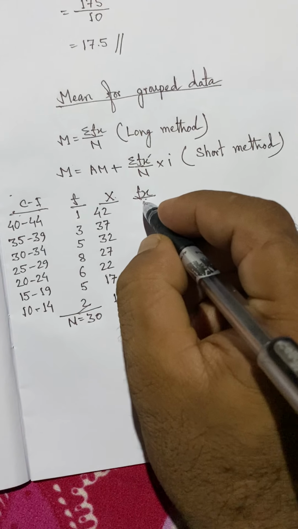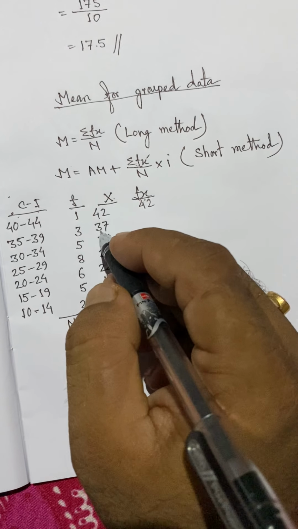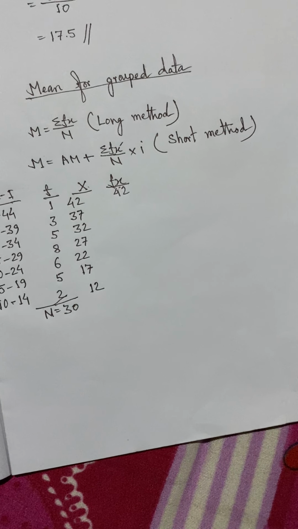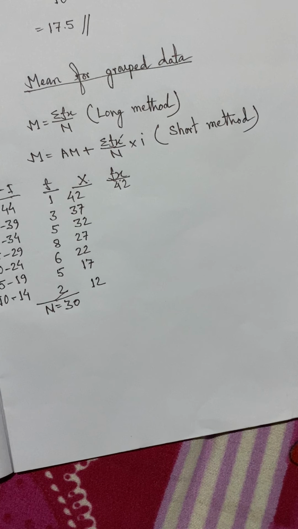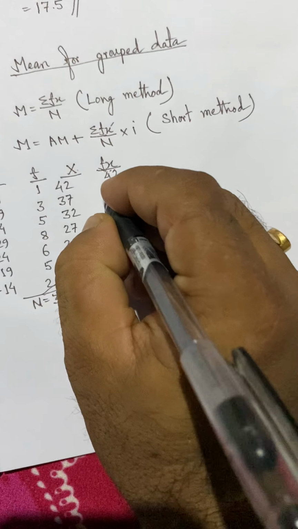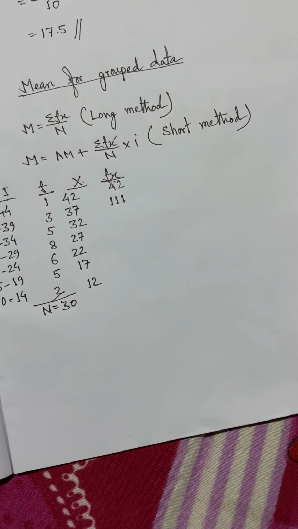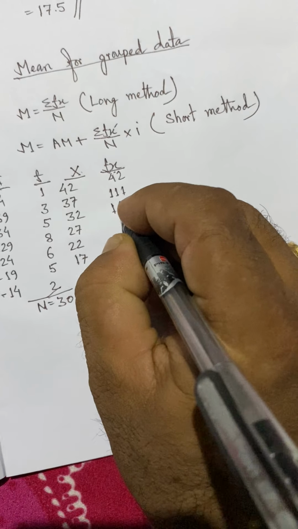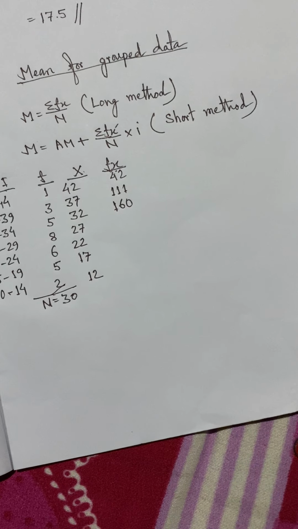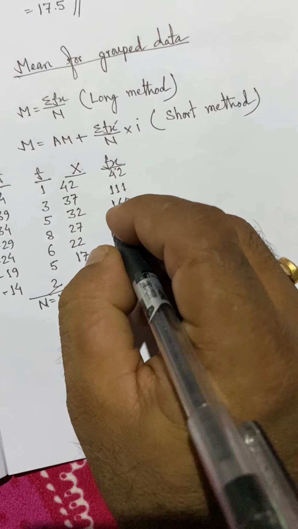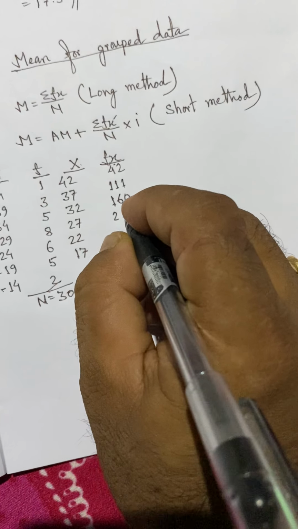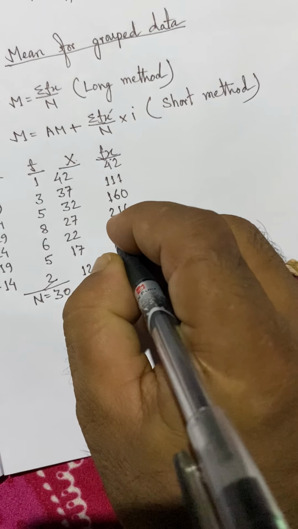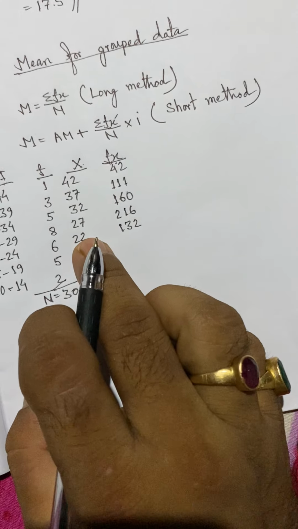So 42 into 1 is 42. 3 into 37 is 111. 5 into 32 is 160. 8 into 27 is 216. 6 into 22 is 132.